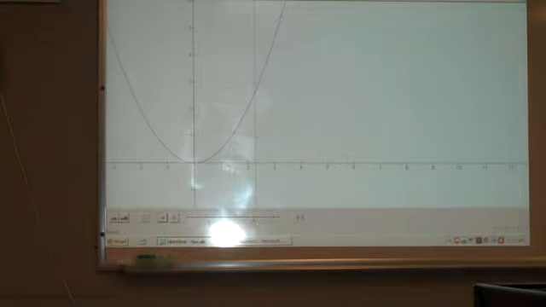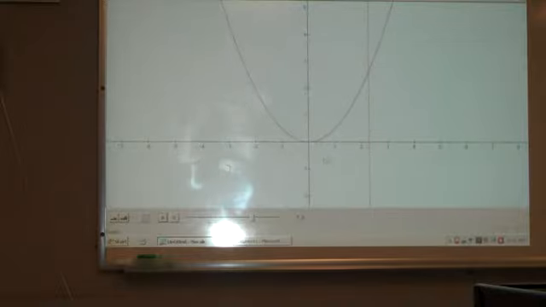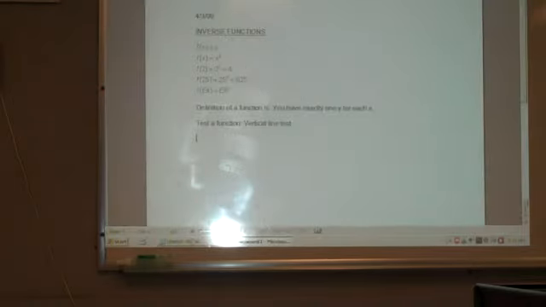Take a look up here. We've got a vertical line. What does the vertical line test tell you about a function? It only touches the line at one point. Yeah, it only touches at one point. You should get only one point of intersection.